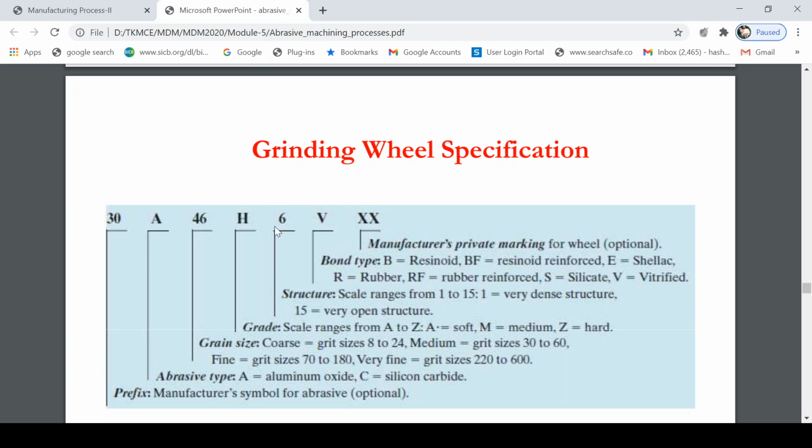If it is 15, that is open structure, and if it is 1, 2, 3, etc., it is closely packed. That is very dense. Density is high.